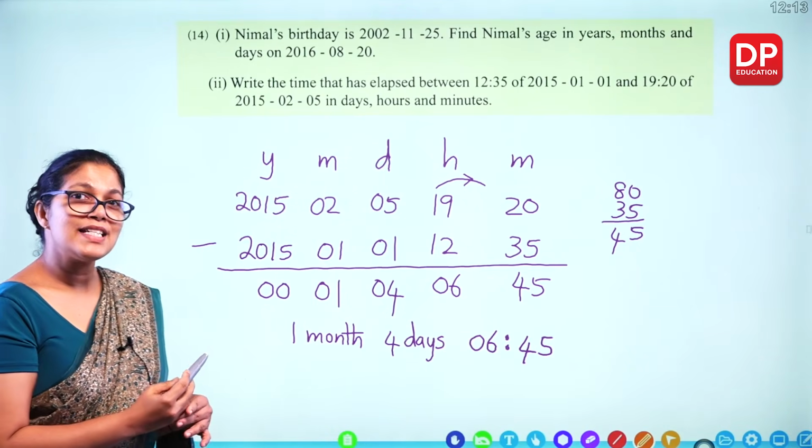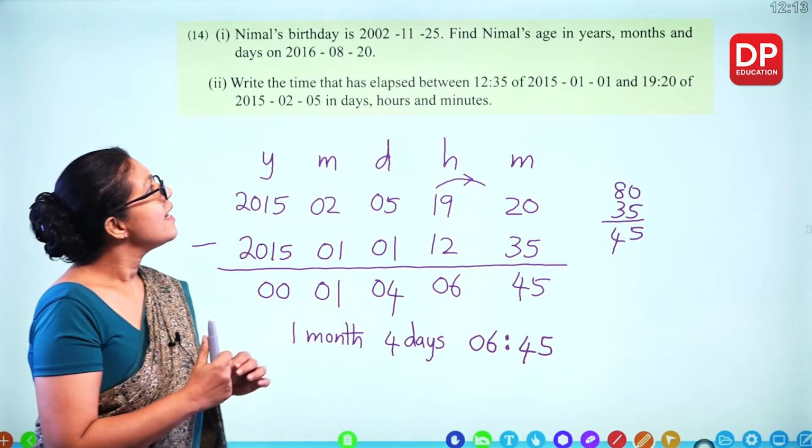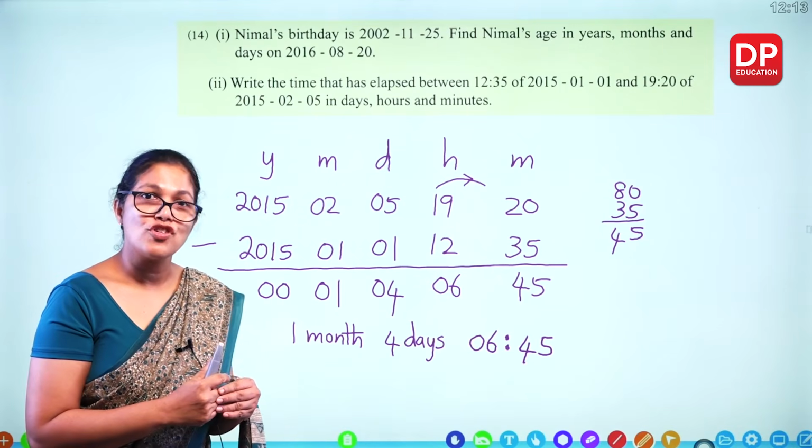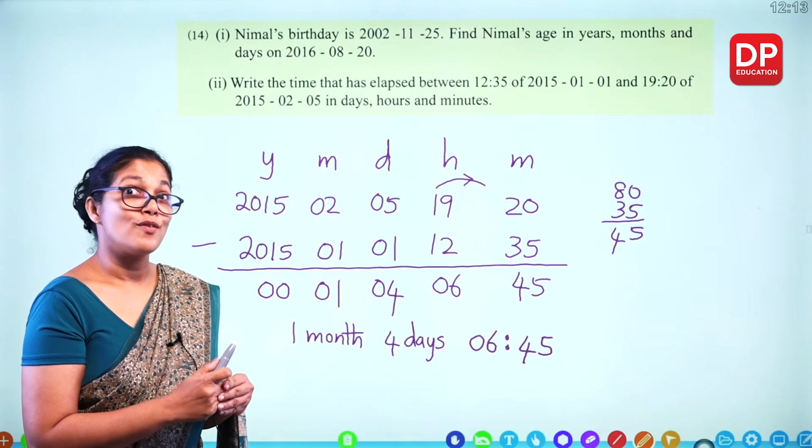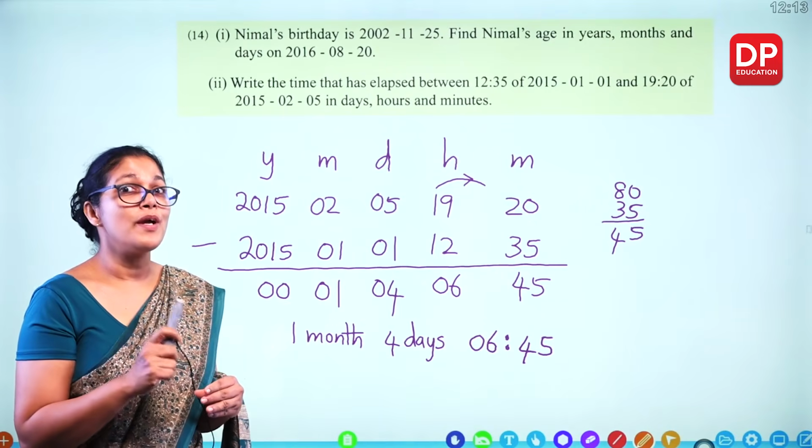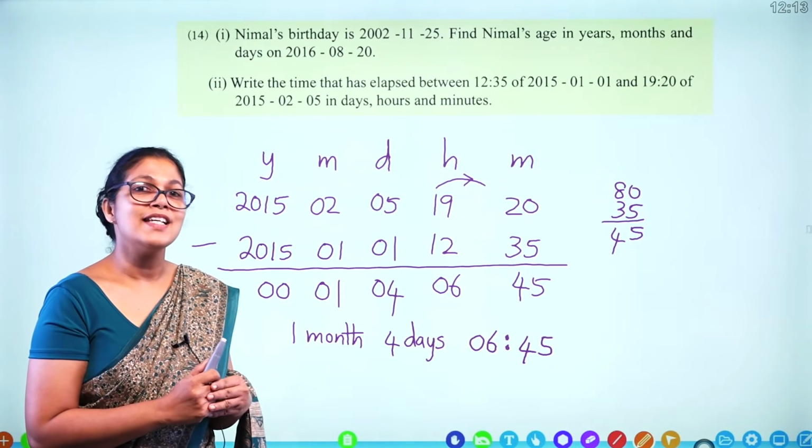So we completed all the exercises in the revision exercise. Next time we'll meet you in the first lesson of the second term.